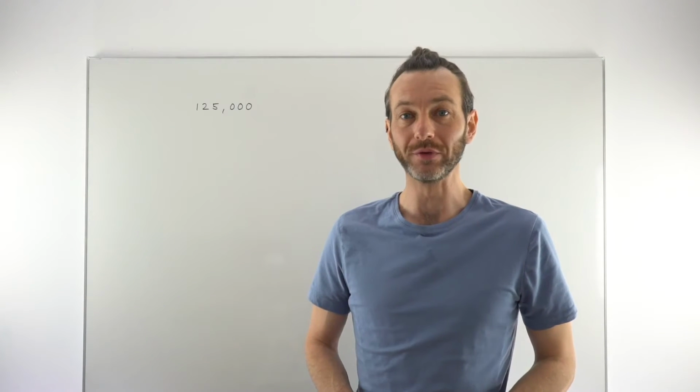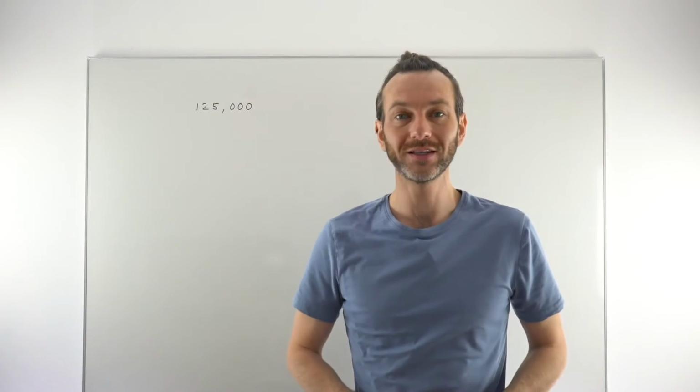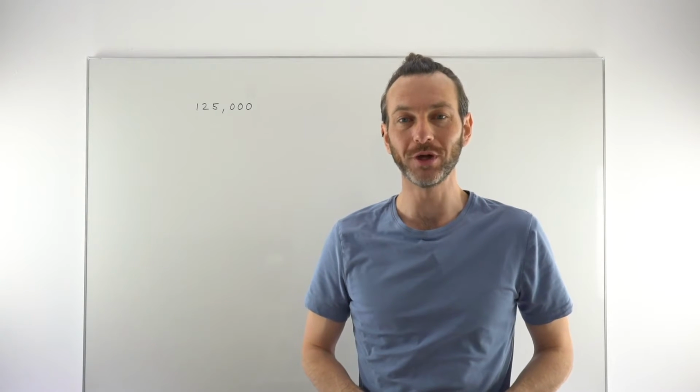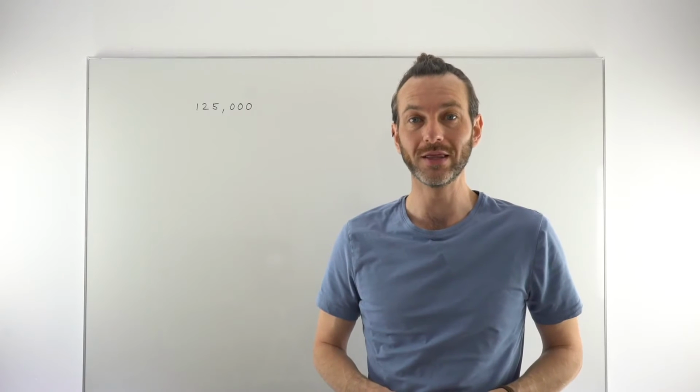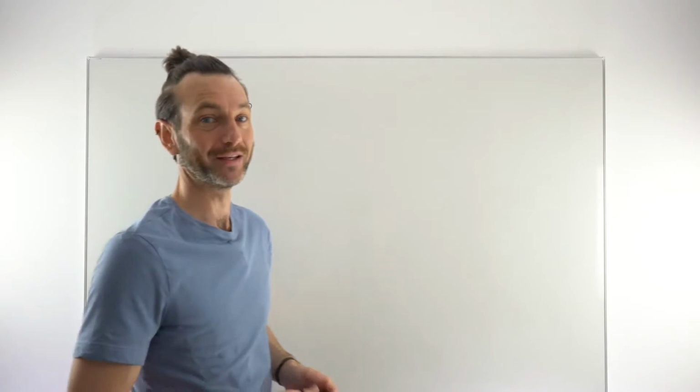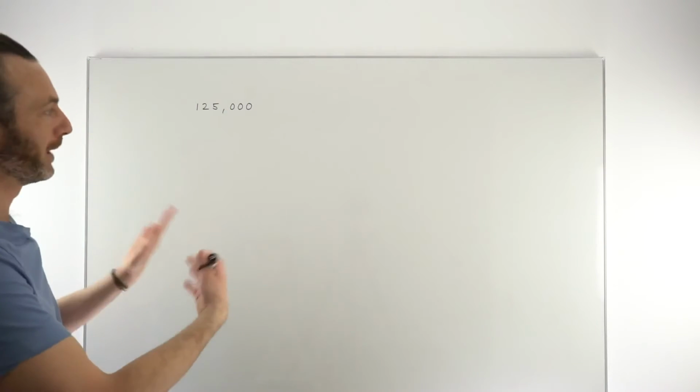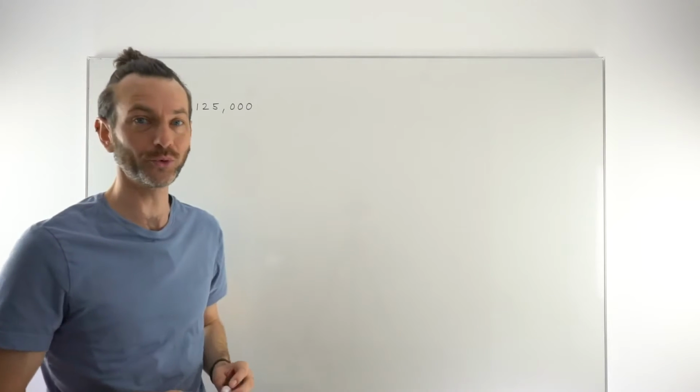In this question, we've been given a starting value of 125,000 and we're told it's going to decrease by 2% per year for 3 years, and we've got to try and figure out the value after 3 years. So this is a classic depreciation question. There's no real magic to this question type, you just got to know the process.